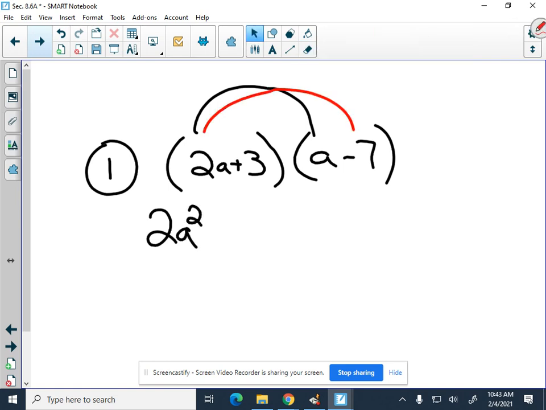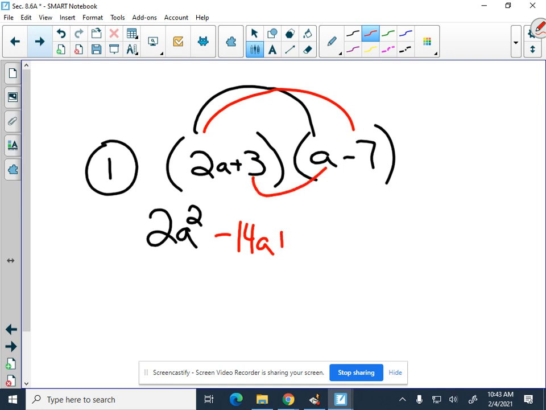2a times negative 7, negative 14a. Now we are done multiplying the 2a. The 2a got multiplied by both terms in the other one. 3 times a, positive 3a. 3 times negative 7, negative 21. The two terms that I put in red, I did that on purpose because they're like terms. They both have just an a. The other one doesn't have an a, and the other one has an a squared. So now we put those together.